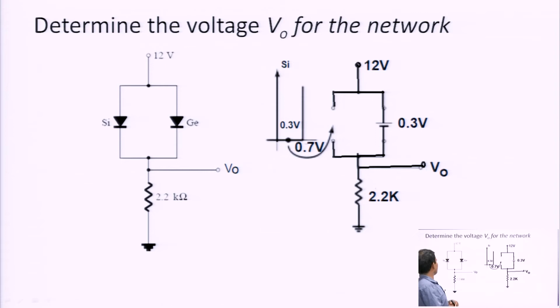Suppose there are two diodes, one is silicon and one is germanium. Germanium knee voltage is 0.3 and silicon knee voltage is 0.7. This means germanium will be in forward bias and silicon will be in reverse bias. Because if we assume that the silicon diode is in forward bias, then the silicon diode will be replaced by 0.7 volt and across the germanium diode it becomes 0.7.